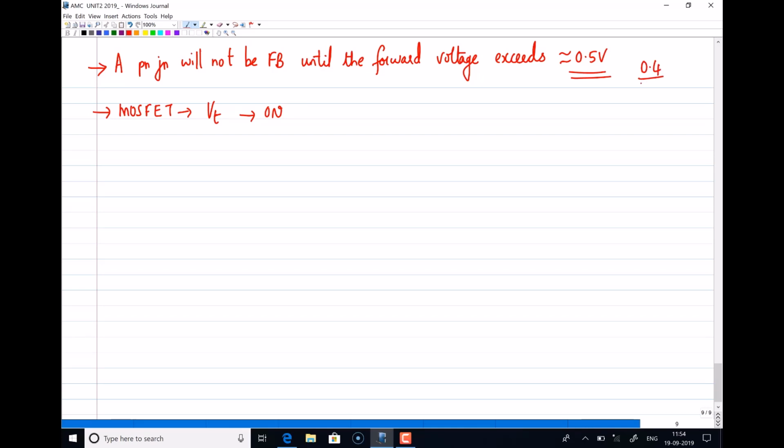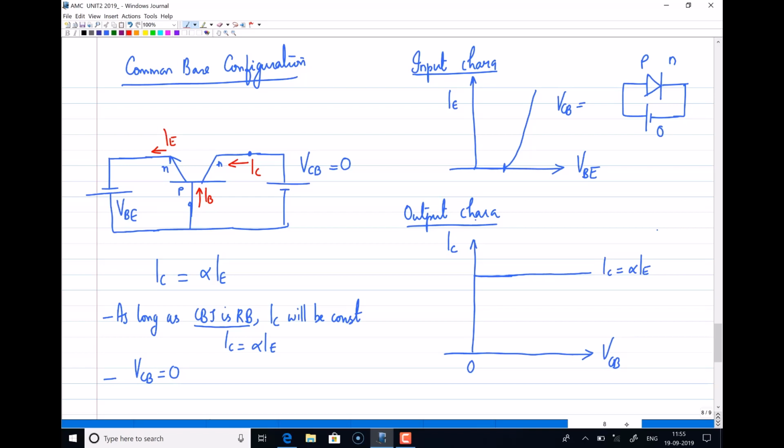That means if you have a voltage equal to 0.4 also, the junction is not forward biased, right? So the clear point here is a PN junction will not be forward biased until it reaches a particular voltage. That means for this PN junction, if you apply a 0 voltage, this is not forward biased until you give 0.5, then this will turn forward bias, right? That means till 0.4 the PN junction is reverse biased. So the same thing I am taking here.